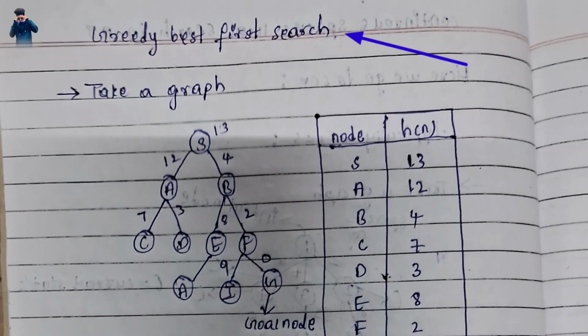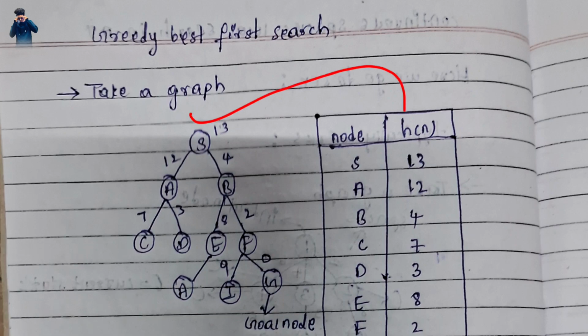Greedy best first search. Take a graph like the one showing on the screen. S is a root node, and it's also called the initial state. From S to A, B, and A to C, D. B to E, F. Then F to I, G. G is a goal node.